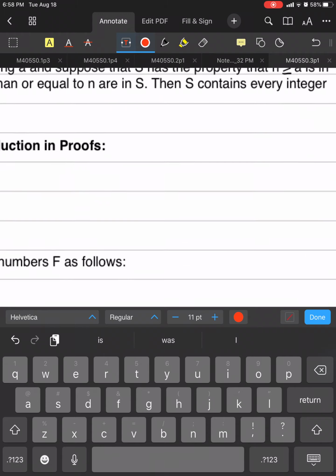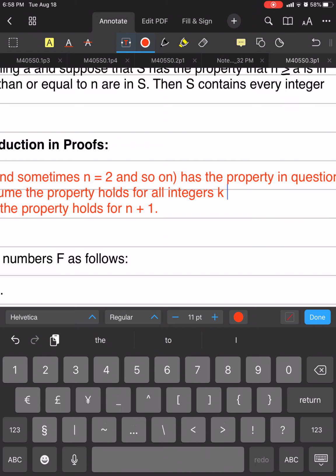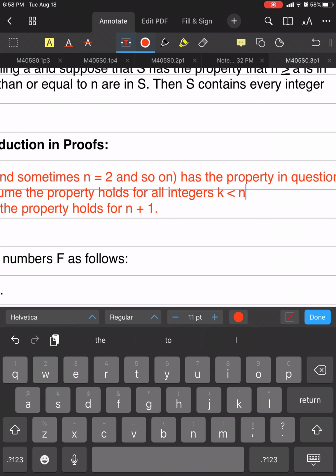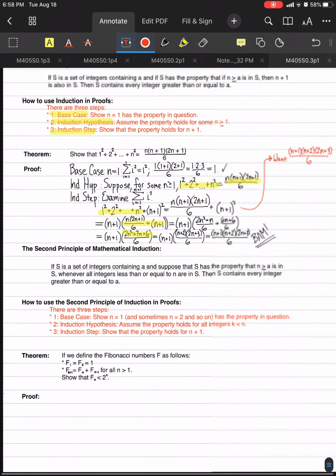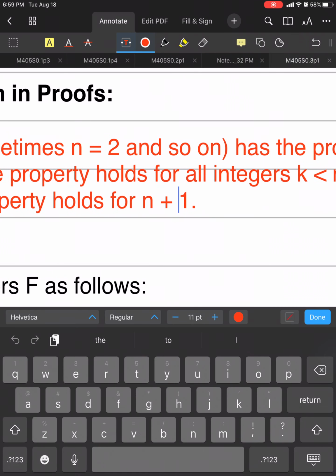The induction hypothesis is, again, a little bit different. Here we want to show that the property holds for all integers k less than n. So here you're not assuming that this works for n. You're assuming that it works for all integers k less than n.